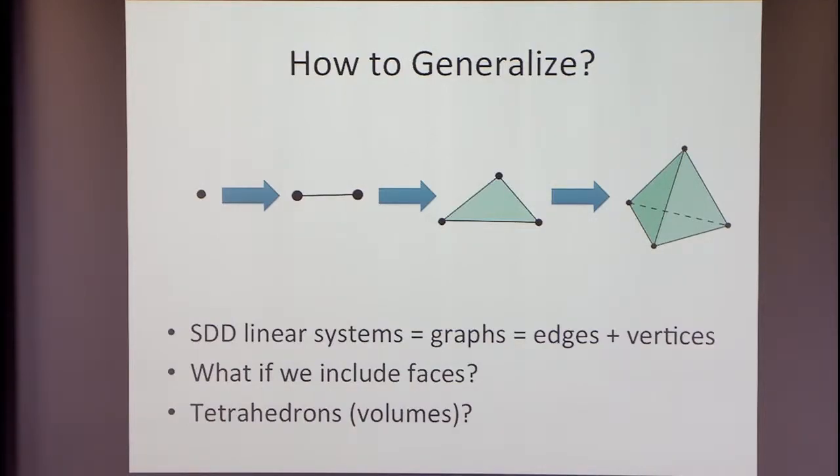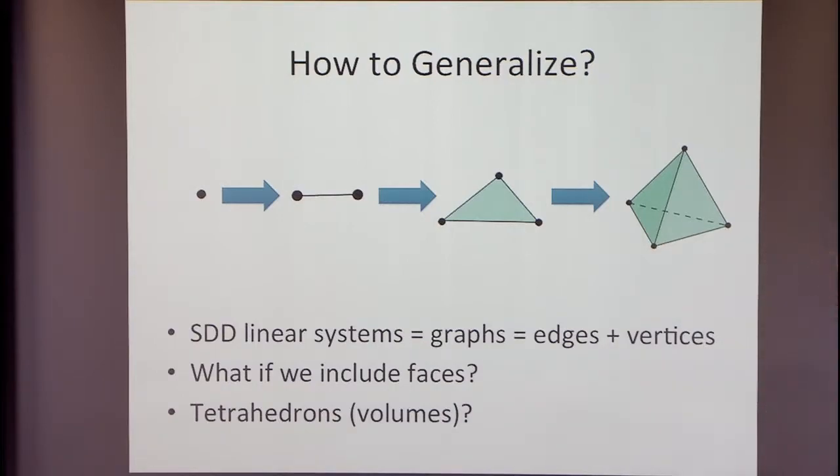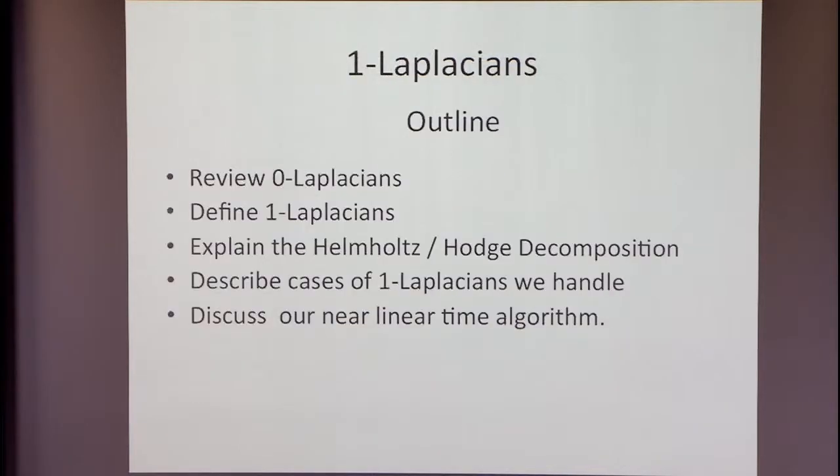What we're going to do is say that really our graph consists of vertices and edges. These are really just 0 and 1-dimensional simplices. So we'll now introduce 2-dimensional simplices and maybe even 4-dimensional simplices, and we'd like to solve the equivalent problems. Okay? Good. So that's the whole goal.